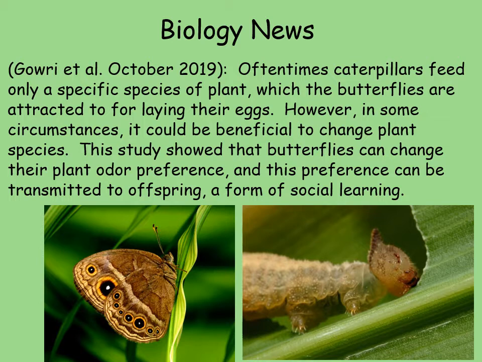But in this study, they were looking at some species of butterflies that can actually change their host plant species. So you can get butterflies that change the odor of the plant that they prefer. And this preference can be transmitted to their offspring through social learning. So it's something that the caterpillars will learn from associating with the butterflies.